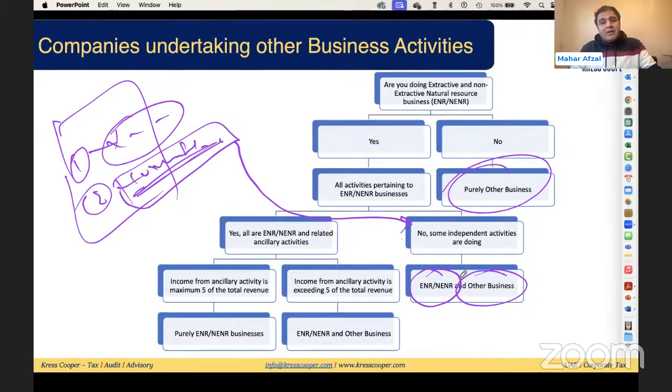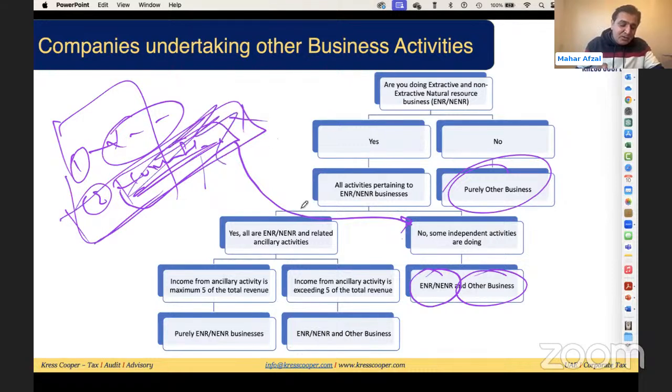Now you say that in our license there is only one activity, only extractive and non-extractive natural resource services. The other activity is not there in the license. Once that is so, your business is only providing extractive and non-extractive natural resource services. Now the question arises, are you deriving any income from this business which is not incidental, or above a certain threshold, from the extractive and non-extractive natural resource business? There is a possibility.